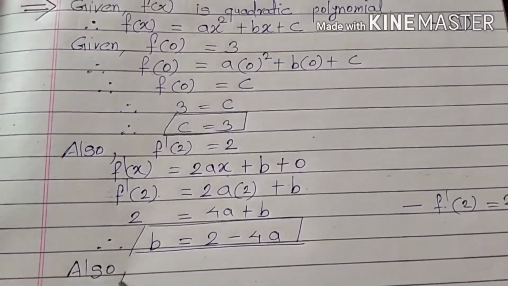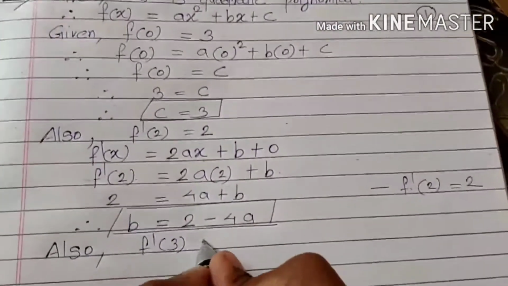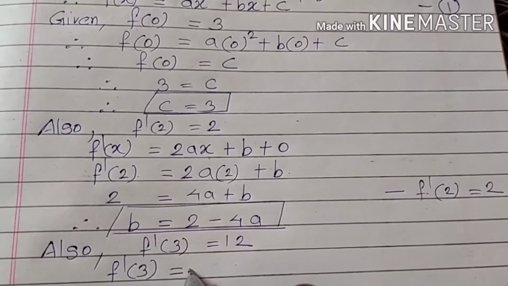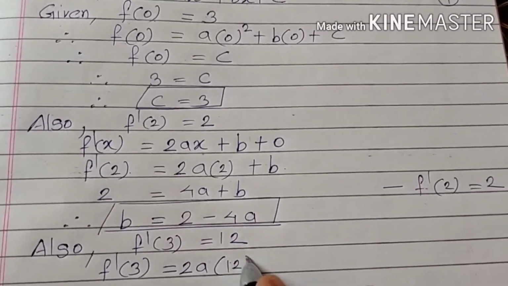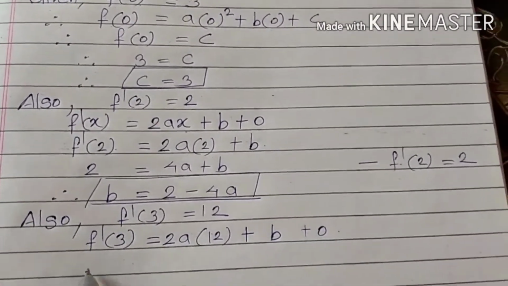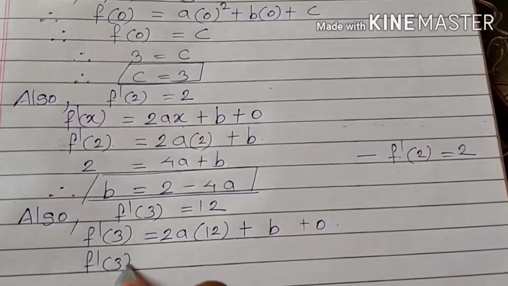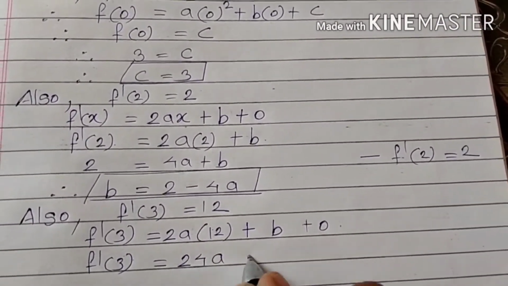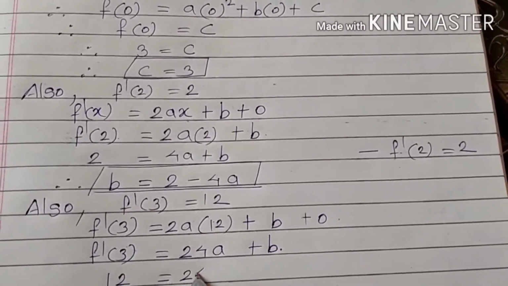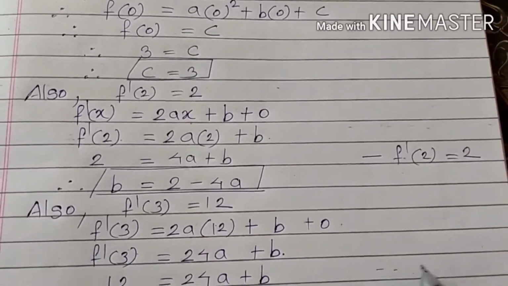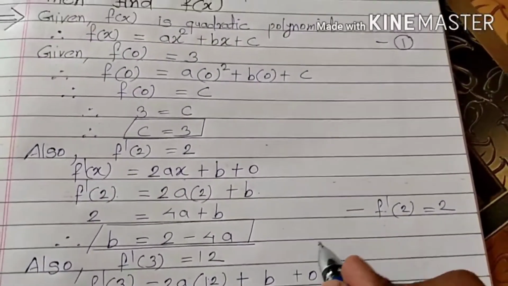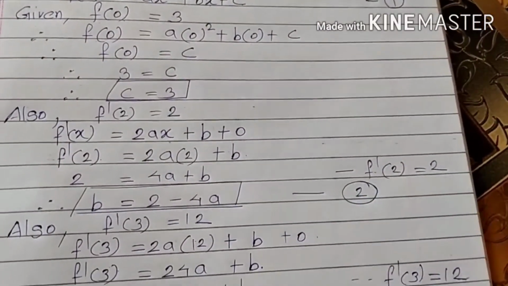Also f dash of 3 is equal to 12. So f dash of 3 is equal to 2a into 3 plus b plus 0. So f dash of 3 is equal to 6a plus b, but f dash of 3 is 12, so 12 is equal to 6a plus b. You can write here f dash of 3 is equal to 12, and call it equation second.